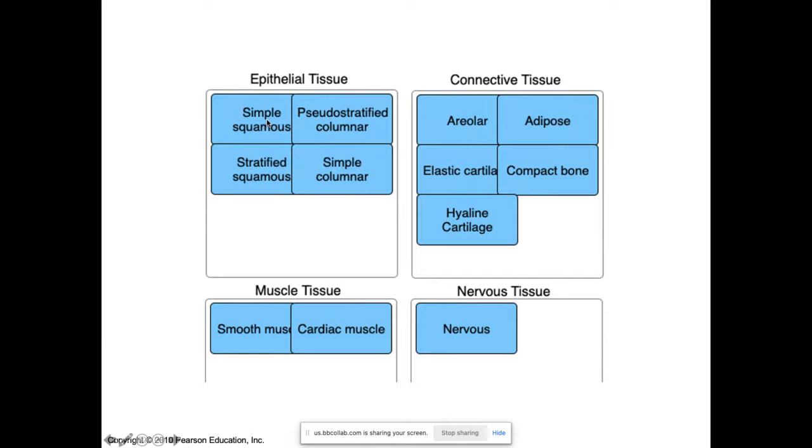If we looked at simple squamous, stratified squamous, simple columnar, and pseudostratified columnar, we know that those are different types of epithelial tissue. Connective tissue would be compact bone, all the different cartilage, areolar, adipose, that's all connective. The neuron, that's nervous tissue. Whether it was cardiac, smooth, or skeletal, that's muscle.